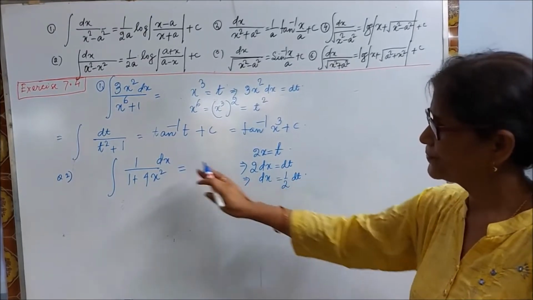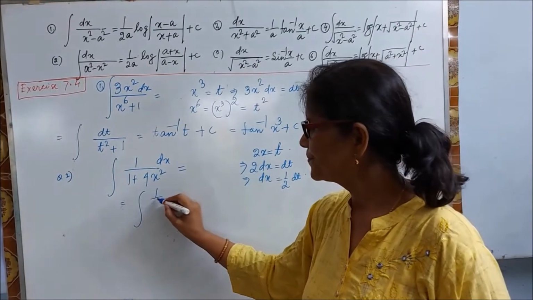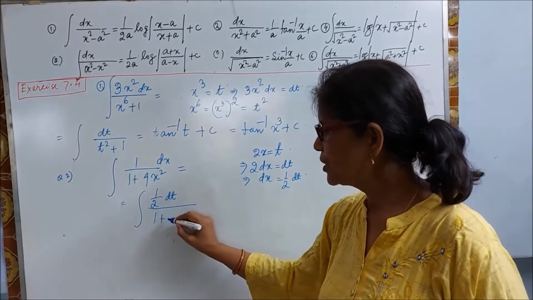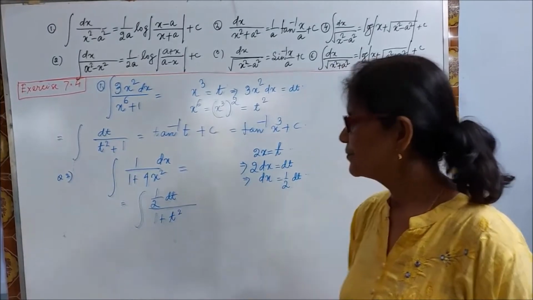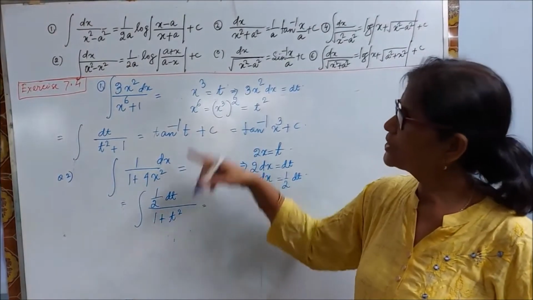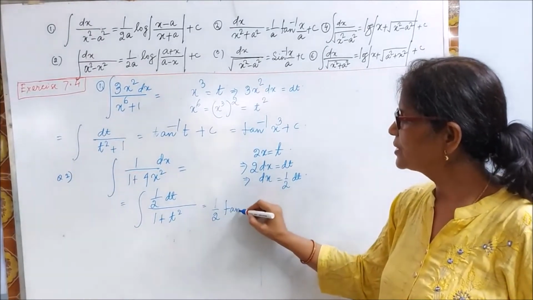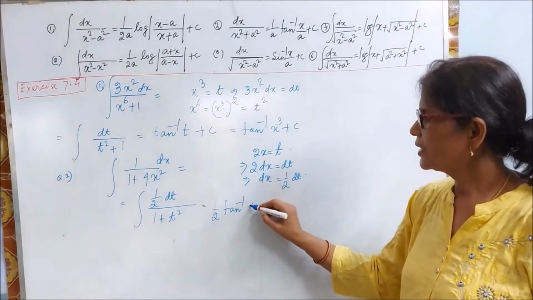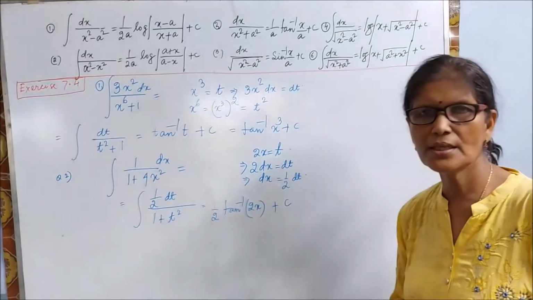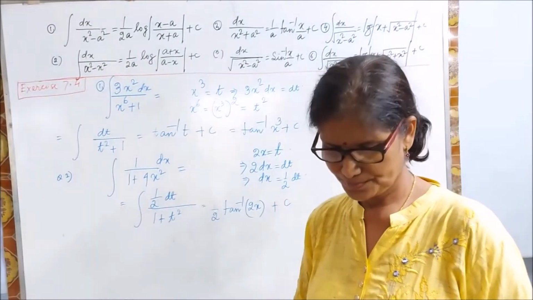Now replace. So it will be half dt, and here it will be 1 plus t square. So now the integral of 1 by 1 plus t square is again tan inverse. So this will be half tan inverse t. What is t? I can write this is 2x, plus c. No need of writing t again replacing. So this is the answer of question number 2.